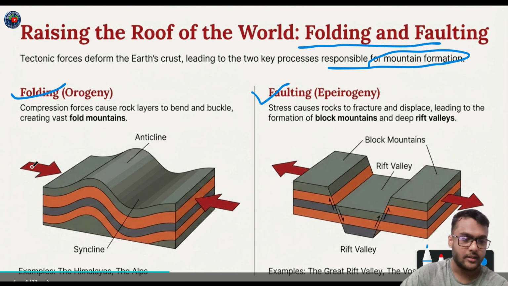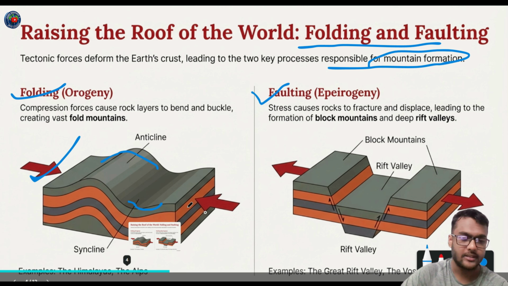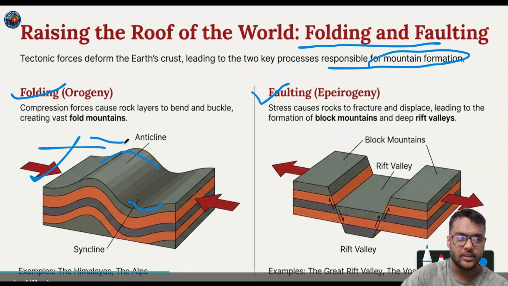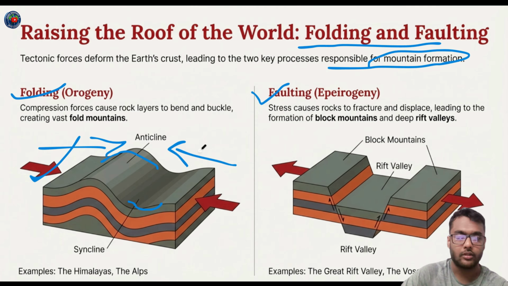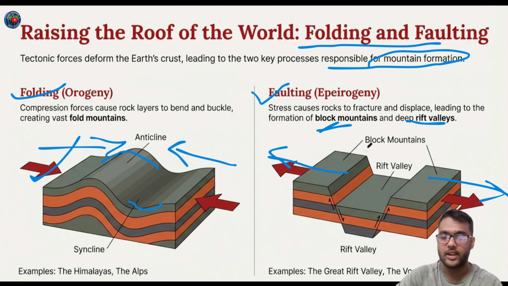This is a diagram of folding. This is the syncline portion and this is the anticline portion. Examples: the Himalayas, the Alps. Basically, this is formed due to convergent plate movement. On the other hand, faulting basically arises from divergent plate movement. Stress causes rocks to fracture and displace, leading to the formation of block mountains and rift valleys. For example, the Great Rift Valley, the Vosges Mountains.